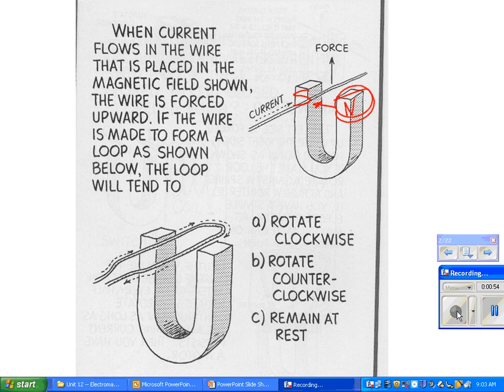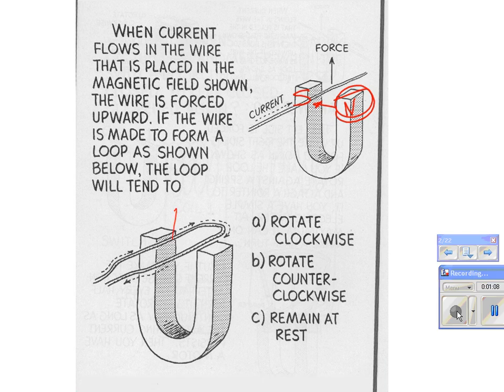Okay. Now, instead of having a straight wire, let's look at what happens if I make my wire a loop. So now the current's going one direction. What direction will this side of the loop feel a force? Up. And what direction will this side of the loop feel a force? Down. Okay. So what will that loop of wire want to do? Not spin. It's not going to spin completely.